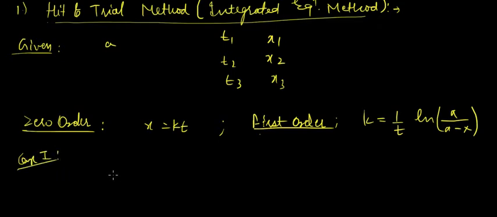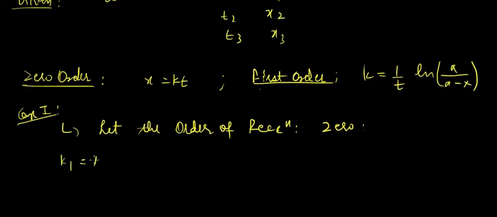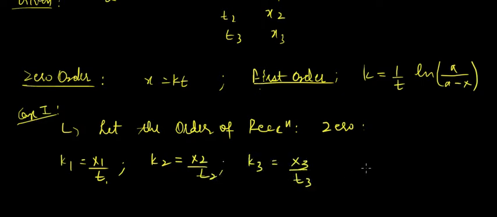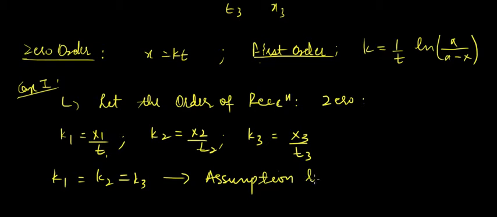So let's assume that the order of reaction is 0. If it's 0, then k1 would be x1 upon t1, k2 would be x2 upon t2, and let's say k3 was x3 upon t3. Now if we get that k1 equals k2 equals k3, then our assumption becomes correct and the order of the reaction is indeed 0.